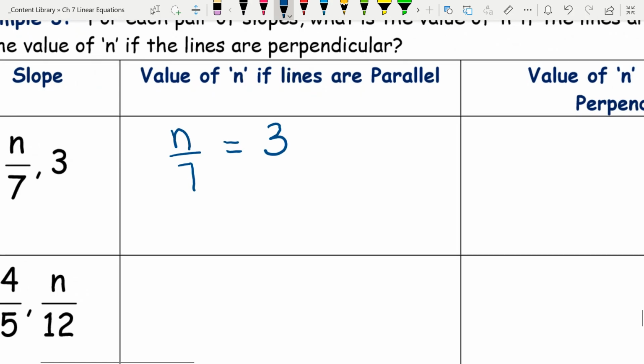So is this still just a one-step equation? Yes. So how do we solve for n? I multiply by 7. Exactly. Right, so two different ways to look at it. You can multiply 7 on both sides, right? Or can I just multiply the 7 off the bottom because it's in division form? Either way, it does the same thing. So n equals 21.